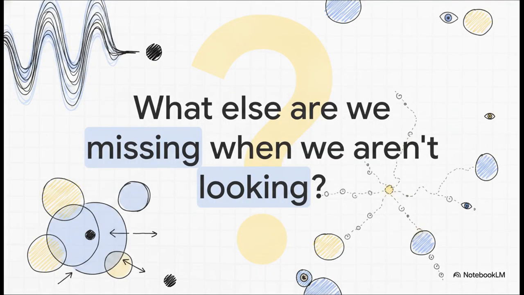And that leaves us with this final, amazing thought to ponder. If the universe at the smallest scales is fundamentally governed by probability, and the very act of observation forces reality to choose a definite path, what else are we missing when we aren't looking?